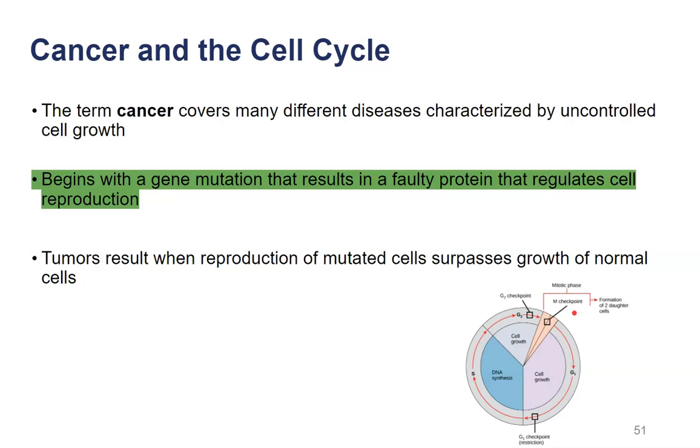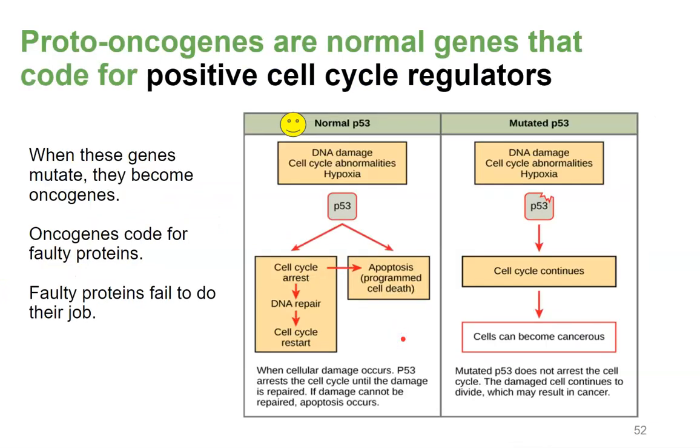Cancer begins with a gene mutation. So something happens in the DNA where it's mutated, and that results in faulty regulation of the cell cycle. We just talked about positive and negative cell regulators. Well, a mutation occurs in the genes that code for those regulators. So if there's faulty regulators, then there's going to be a faulty cell, and then that cell's going to go on and make more faulty cells from itself. And that's when we get a tumor or a lump.